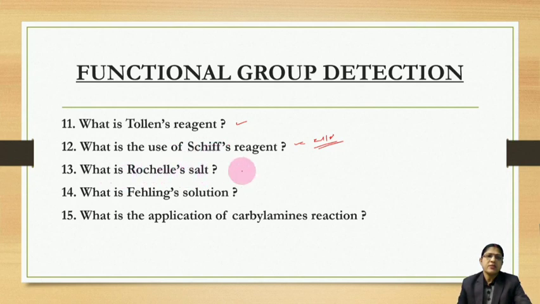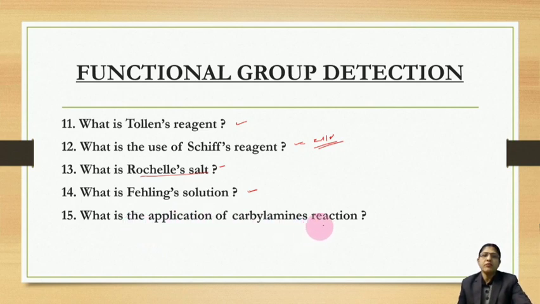And then what is Rochelle salt? Already discussed, alkaline sodium potassium tartarate. And what is Fehling solution? Already discussed, Fehling A and Fehling B. Fehling A is aqueous copper sulfate solution, and Fehling B is alkaline sodium potassium tartarate.